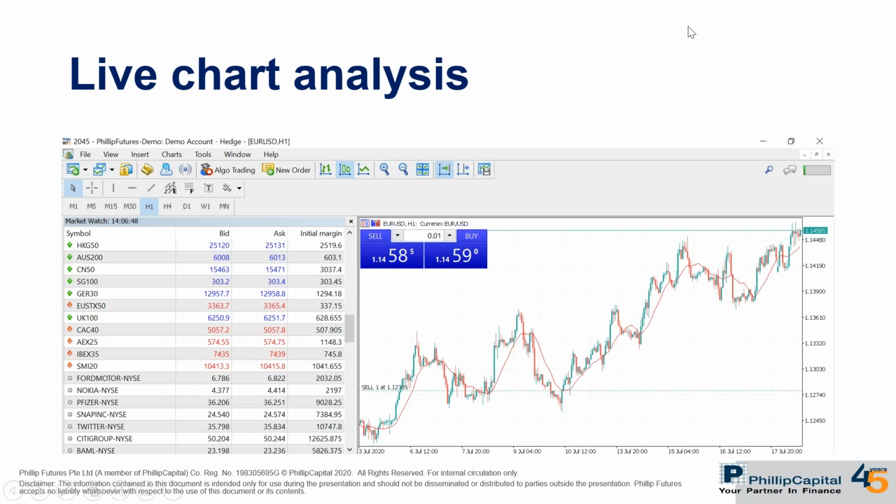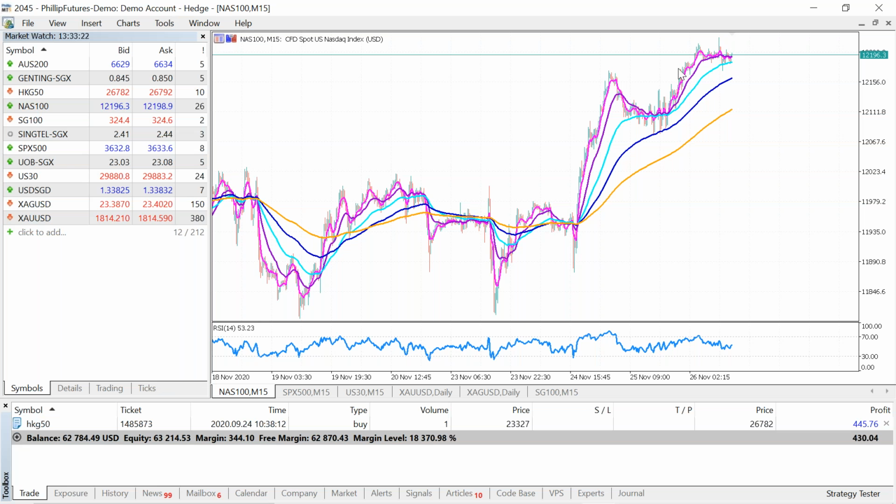So next up, we'll just go to the MT5 live chart. Okay, I hope you can see my chart. So this is the Nasdaq 100. All right, this is the MT5 platform, and we're looking at the Nasdaq 100 chart right now.